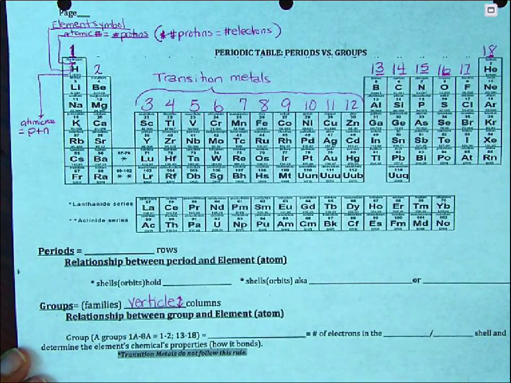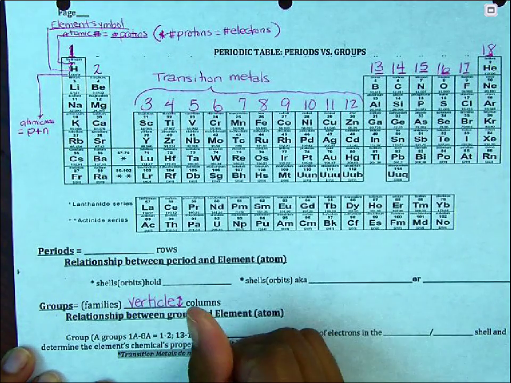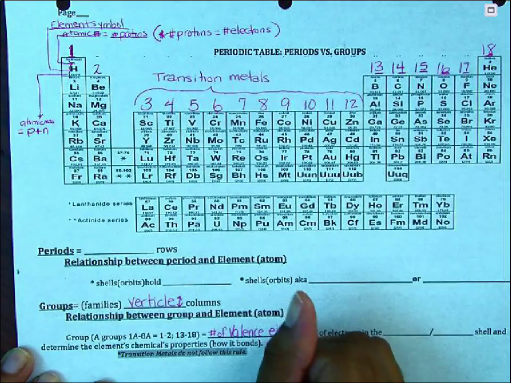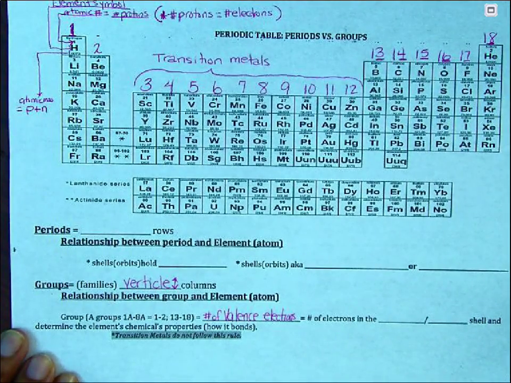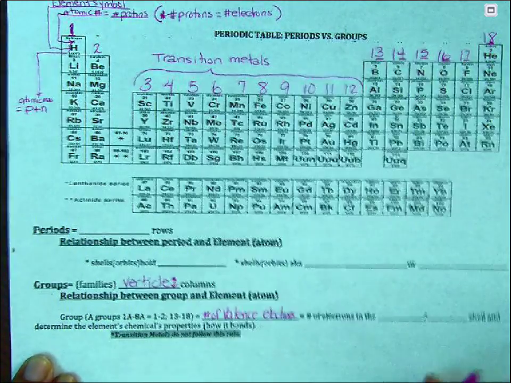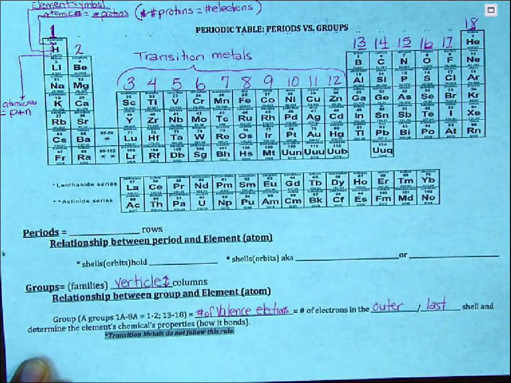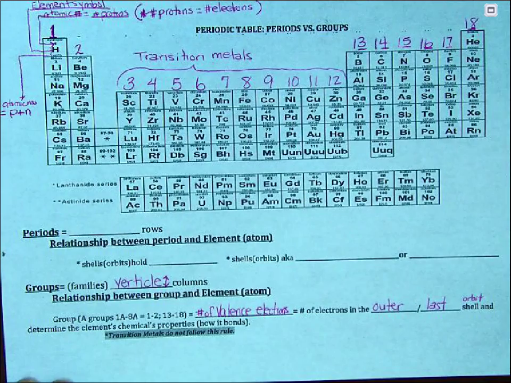So families, similar properties are found vertically with the same valence electrons. It says group A, 1 through 8A, or 1 through 2 and 13 through 18, equals the number of valence electrons. Valence electrons are the number of electrons in the outer or last shell. And above shell, I'm just going to write the word orbit so you know what I'm talking about. That's important because that's going to determine the chemical properties, or how it bonds.